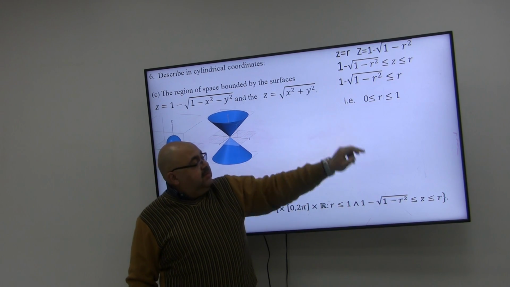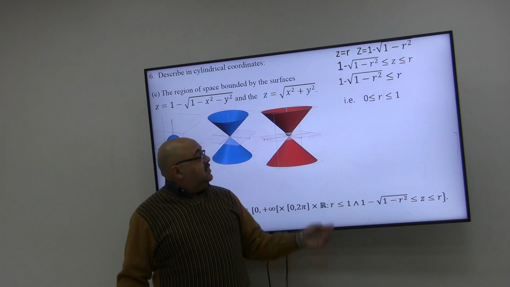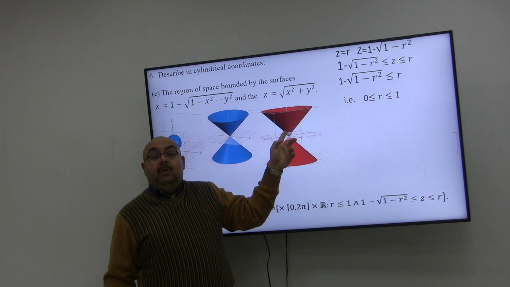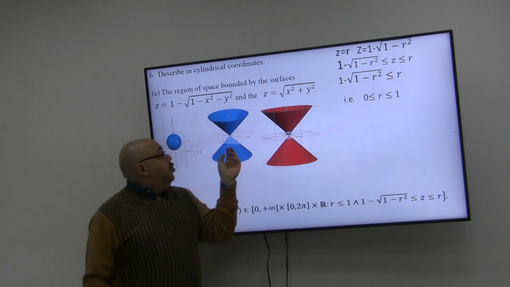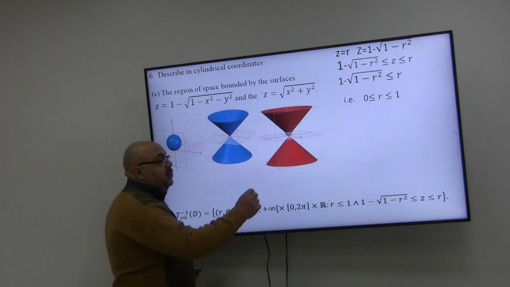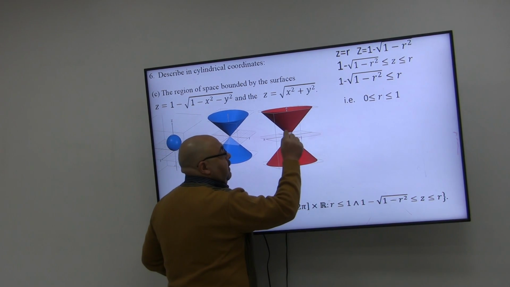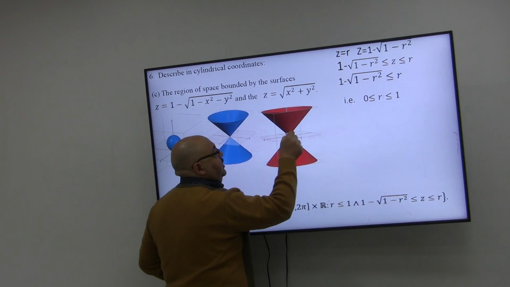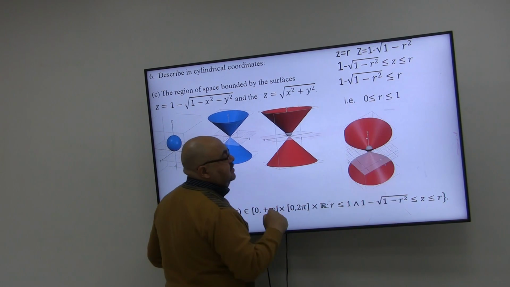Relation between z and the r, as you can see. That's the shape that I'm telling you about. The cone will evolve inside the sphere. So if you look, that's the sphere. A part of it is outside the cone and the rest is inside the cone.